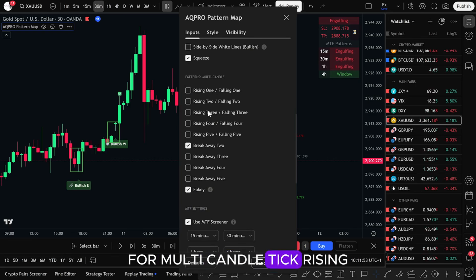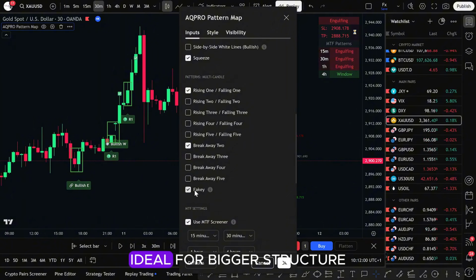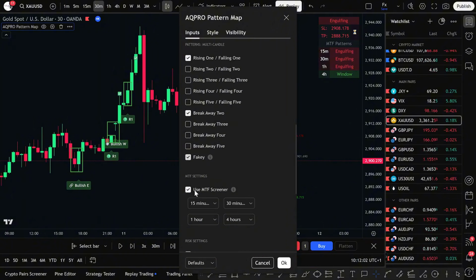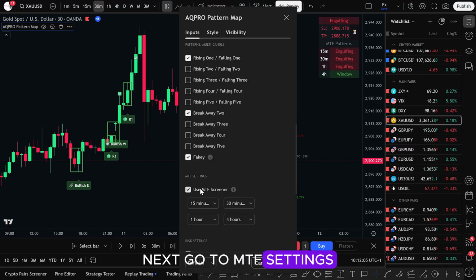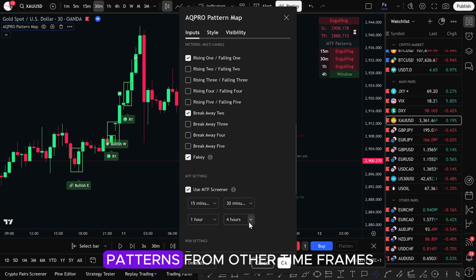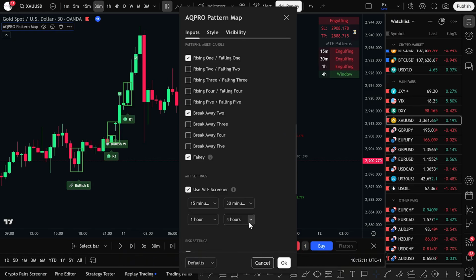For multi-candle, tick rising 1, breakaway 2, and fakie. Ideal for bigger structure breaks and fakeouts. Next, go to MTF settings. Turn on the screener and pick 4 timeframes: 15 minutes, 30 minutes, 1 hour, and 4 hours. These help you see patterns from other timeframes in one glance.